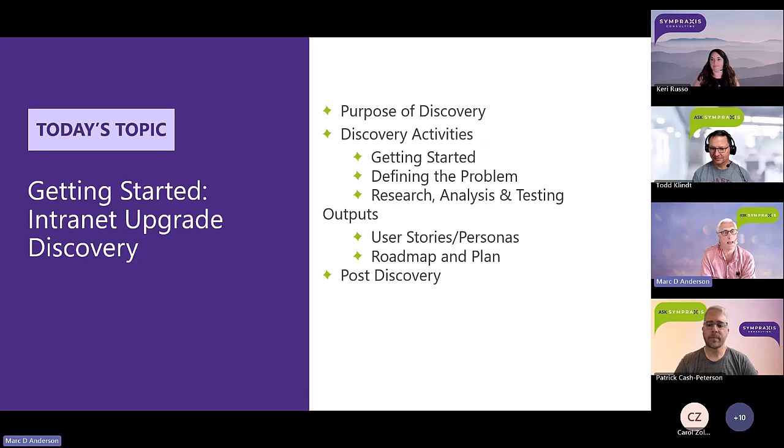So today's topic, again, getting started with your intranet upgrade discovery. First, we're going to talk about, well, what's the purpose of discovery? Why do you even do discovery? And then what are the main discovery activities?